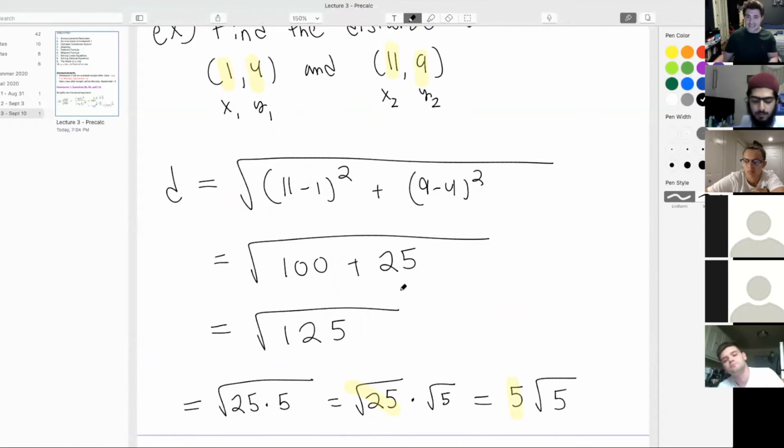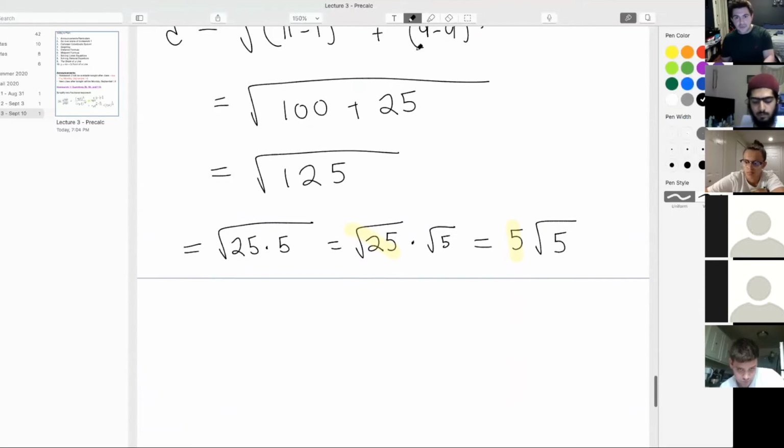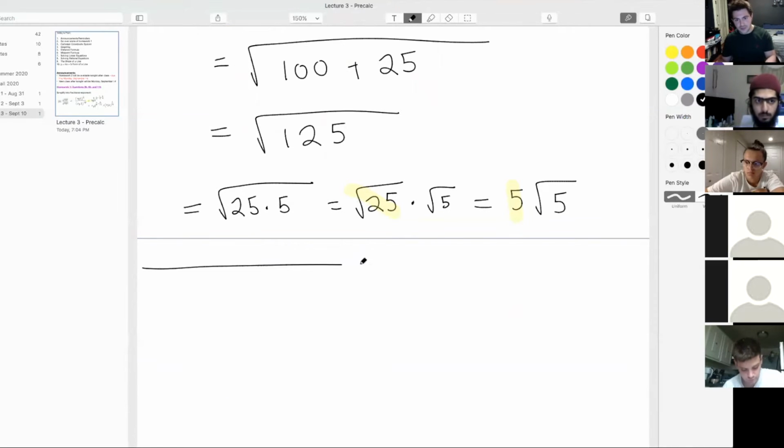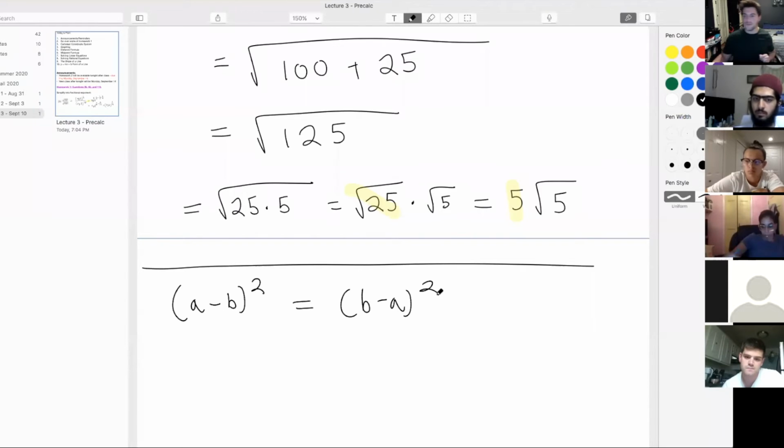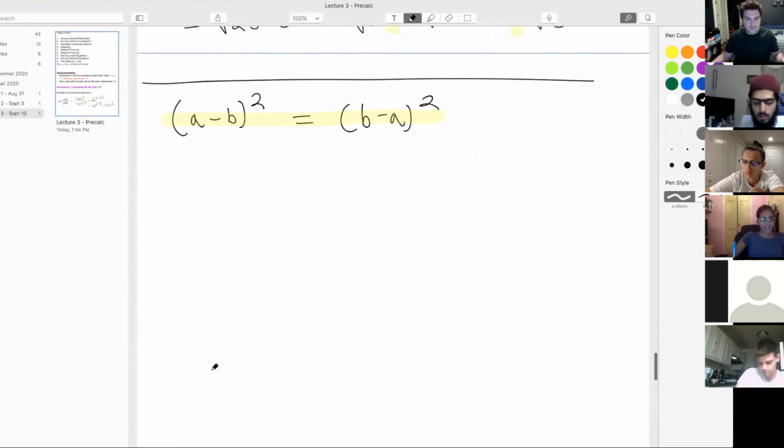You should work this out again with the opposite choices of x1 and x2, and you will get the same thing. And really, the reasoning for that, I'll explain it very quickly, is that if you have a minus b squared, that's the same as b minus a squared. Because b minus a will be the negative of a minus b, and when you square a negative, it becomes positive. So it's the same thing. So that's why which one you pick doesn't matter. All right, very good. All right, so we're moving along here.